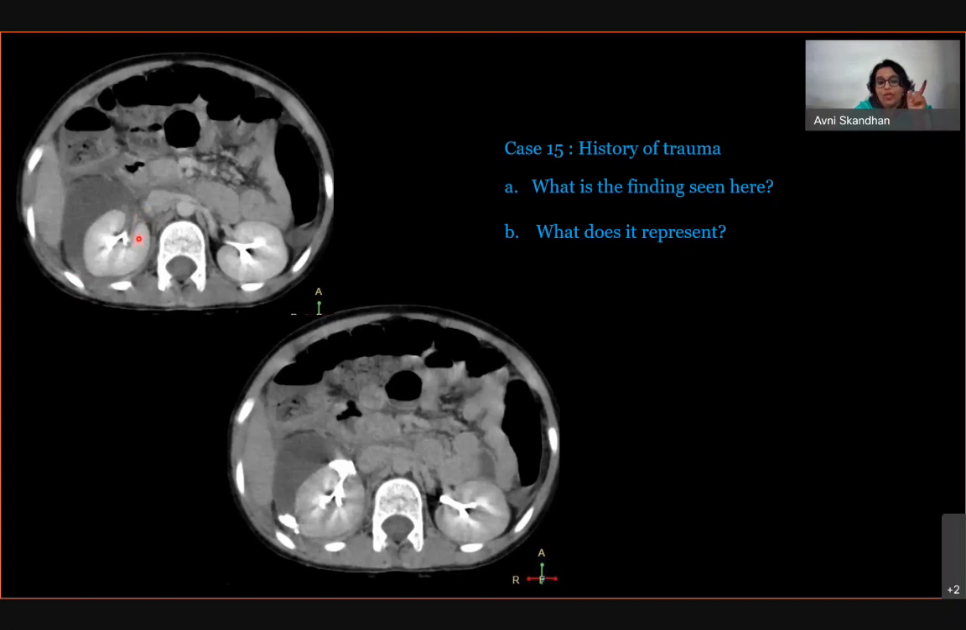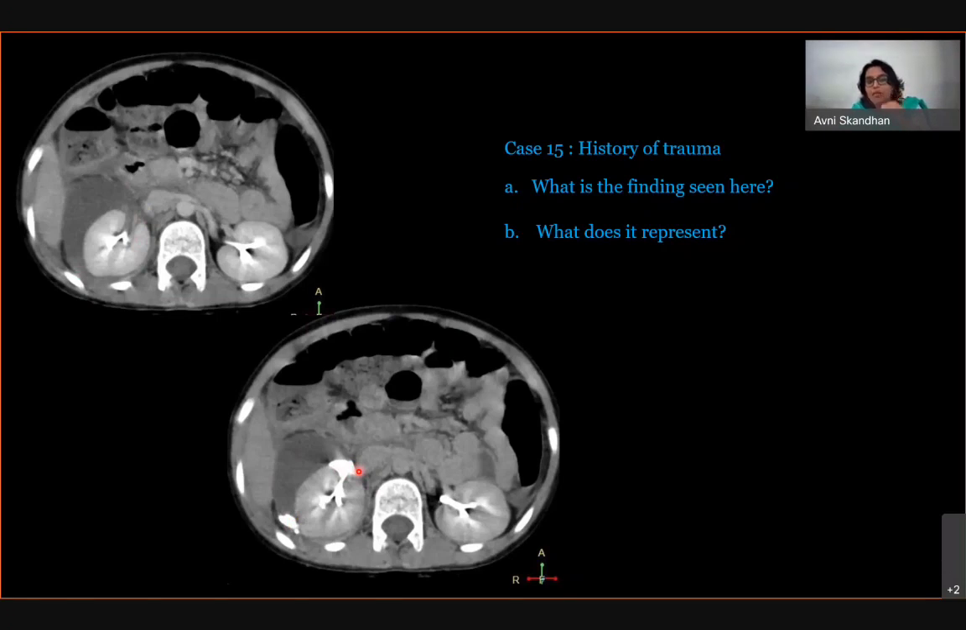This is already an excretory image, but when you go for the delayed images, you will start seeing that the pelvis is leaking out. The excretory contrast is leaking out and it has started pooling in the urinoma. So this is an active leak of the excretory contrast. So there is definitely something in the excretory system.